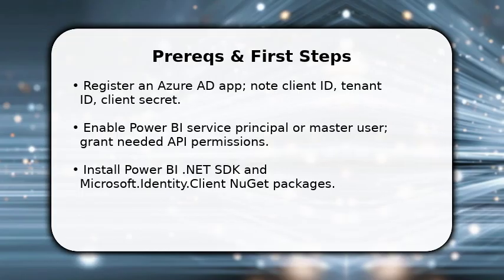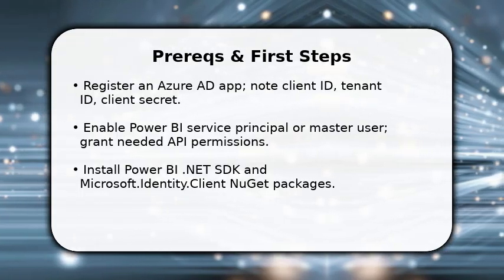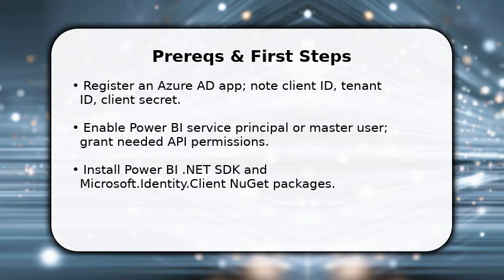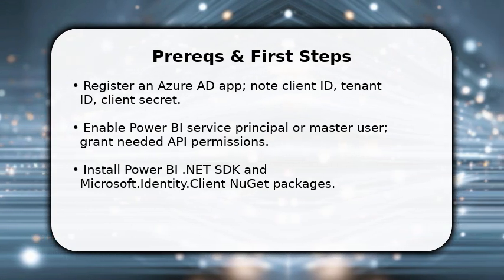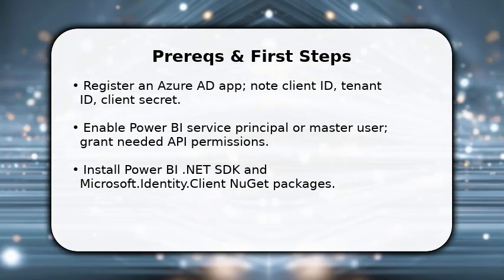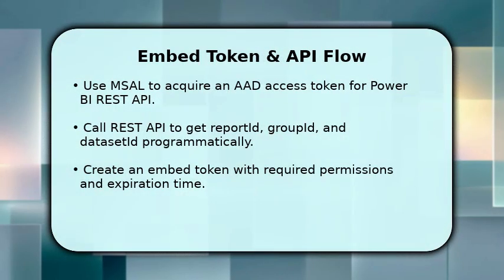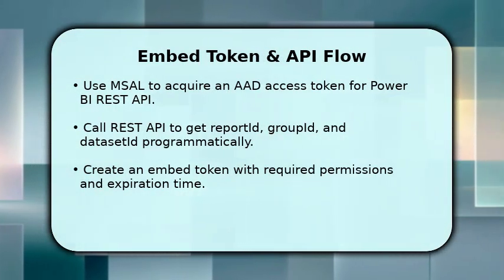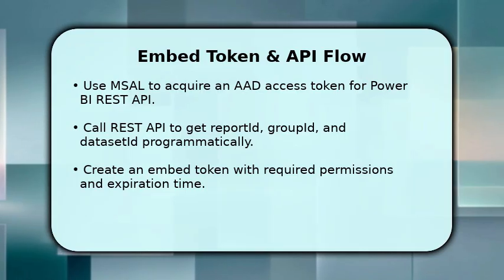Finally, add the Power BI .NET SDK and Microsoft Identity Client NuGet packages to your project, so authentication and API calls are ready. You now implement the middle flow: authenticate, fetch resources, and mint embed tokens.